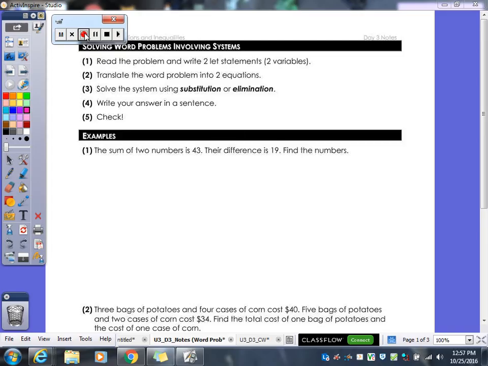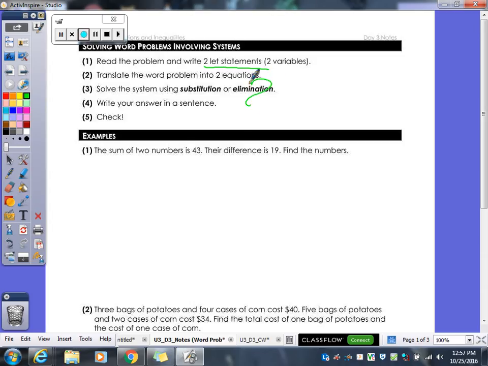We're not comparing two things anymore. We have different things, okay? So it'll be like buying baseballs and soccer balls, two different things. Cheese pizza and mushroom pizza. Okay, so two different things, not one compared to the other. All right, so now that we have two different things, we're going to have two let statements, or two variables. They're either going to be substitution or elimination.